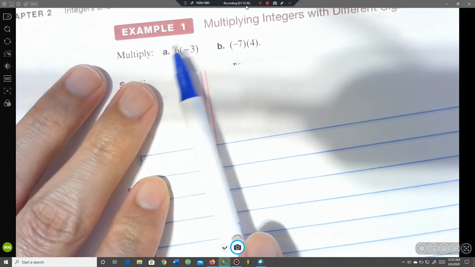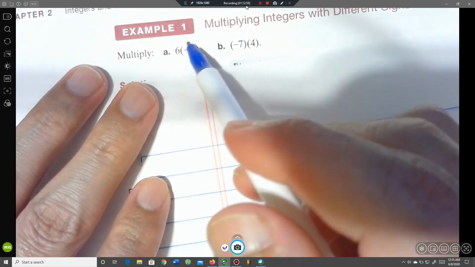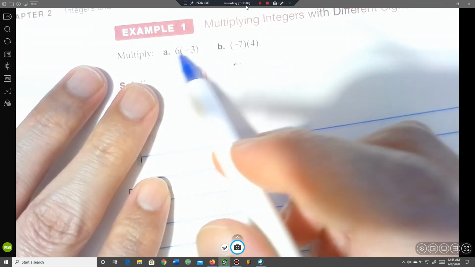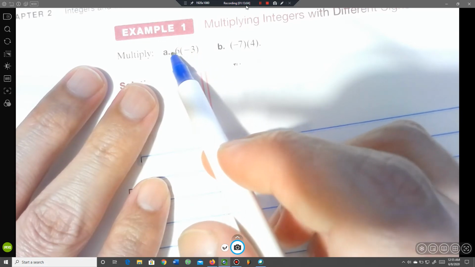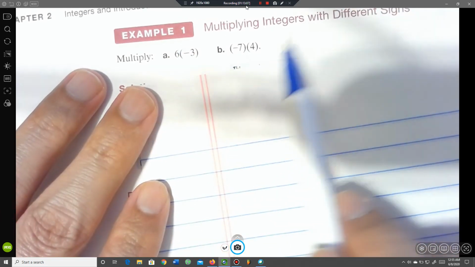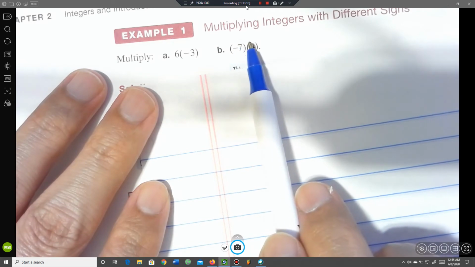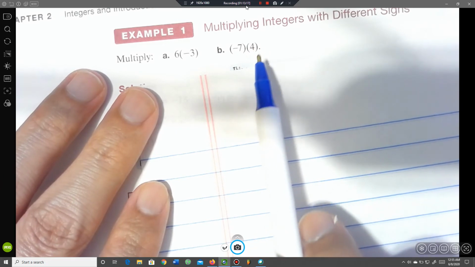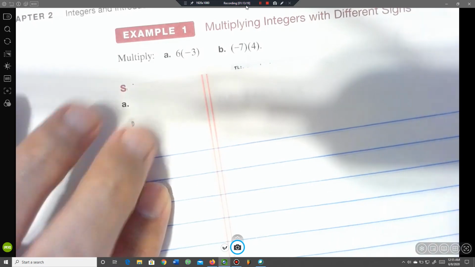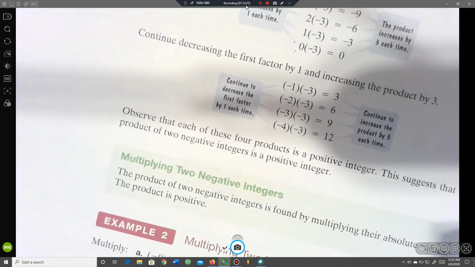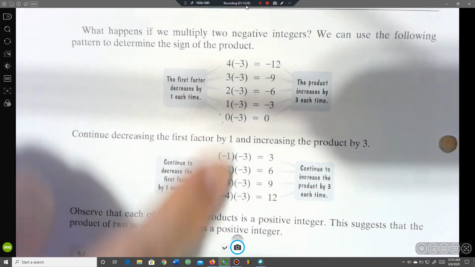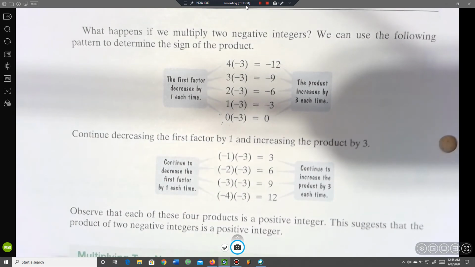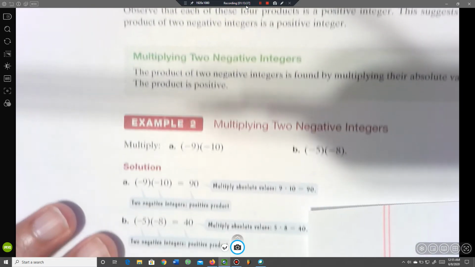Positive 6 times negative 3 is 18. However, you're multiplying a negative and a positive value, so the answer is negative 18. Here, you're multiplying a negative times a positive. The answer is negative, and then multiply 7 times 4. It's 28, so negative 28 is the answer. If you want an explanation as to why that happens, it's on page 146. But if not, just remember the rules.